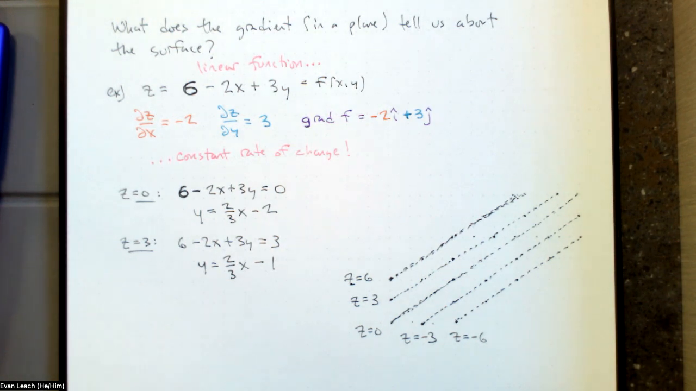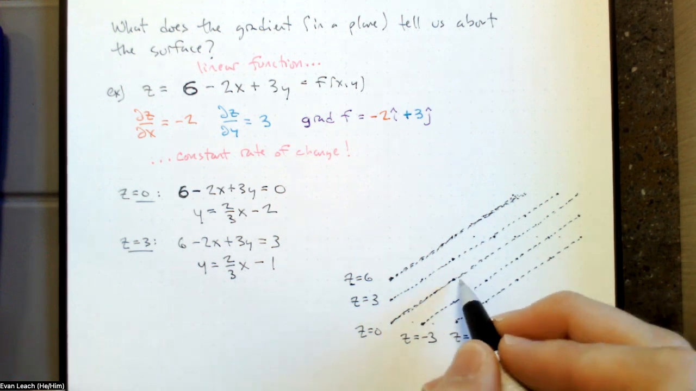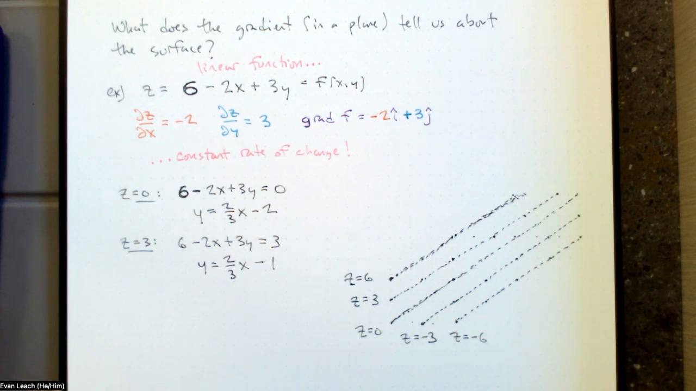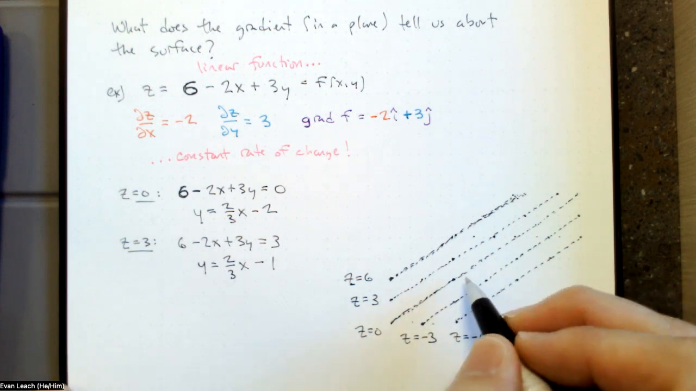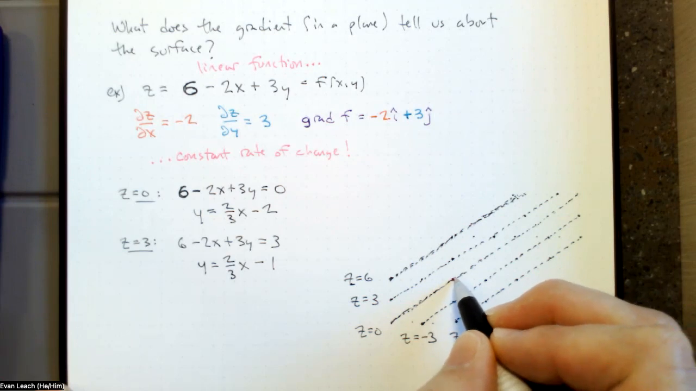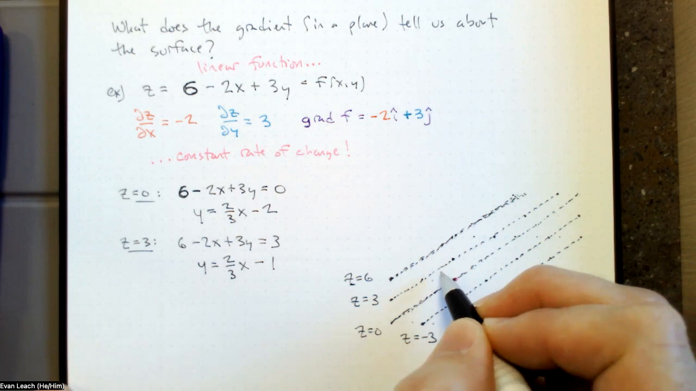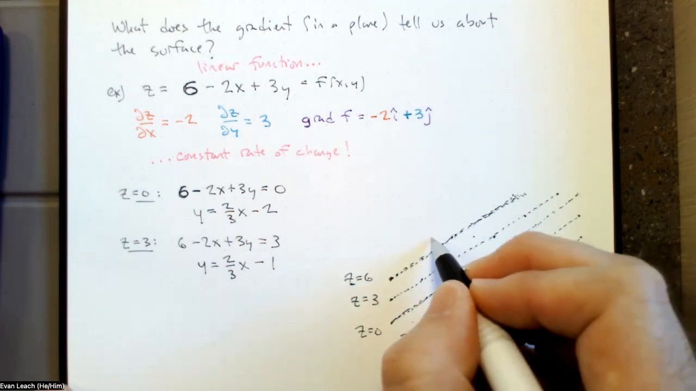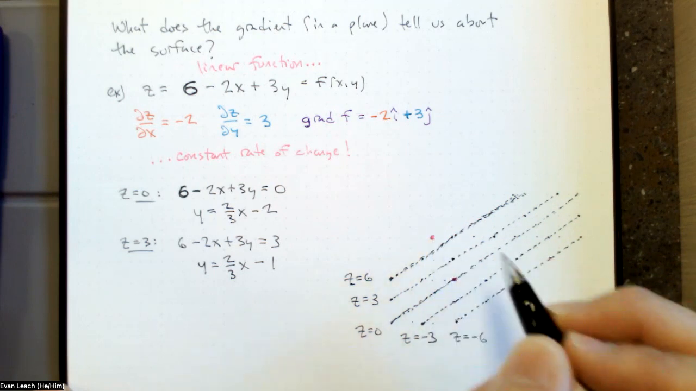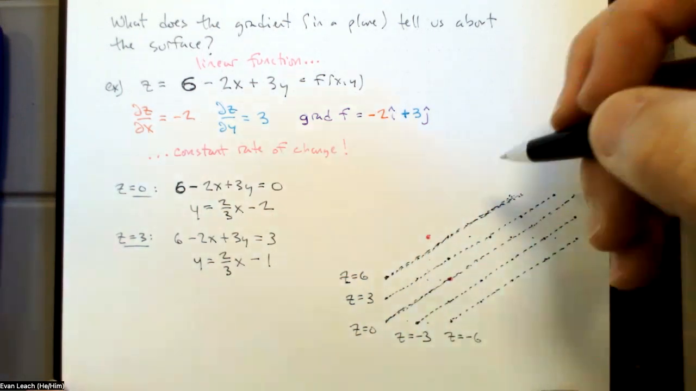So at any point, let's draw the gradient. The gradient is -2 in the x direction and 3 in the y direction. So I'm going to draw the gradient, -2, 3. I can pick any point because it's always the same, because this is a plane. I'm taking it easy on myself. But from this point, if I draw the vector -2, +3, that's the direction of my gradient.